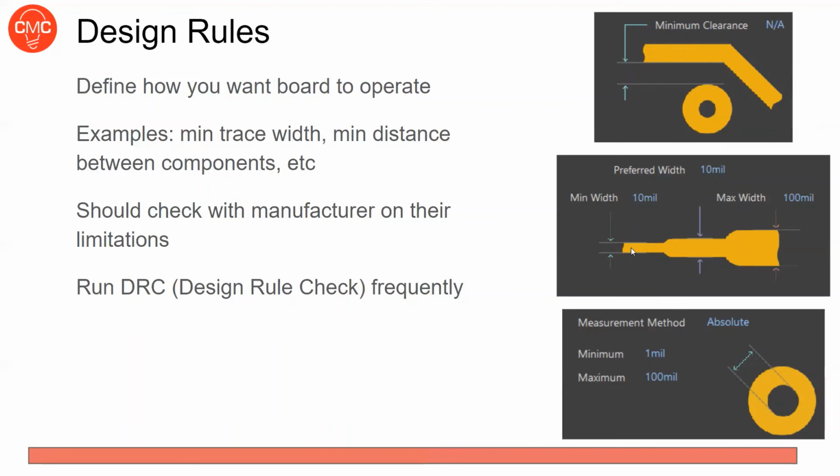This is relevant to what your manufacturing capabilities are. Can your manufacturer make a trace that's 2 mils? Probably not. So what's their min width? 10 mils is usually a good bet. If someone can't do 10 mils, they're not a good manufacturer. Use someone else. And then also max width, like what's the maximum size I can make a trace? That's less relevant to manufacturing, more relevant to what you want your board to be.